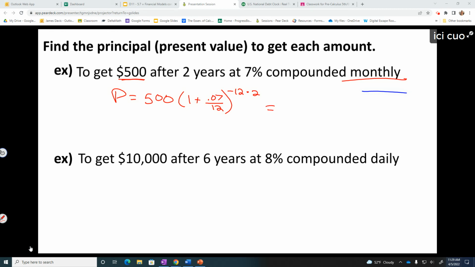And we're getting $434.86. We'll get about $65 after 2 years. Doesn't seem like a lot.